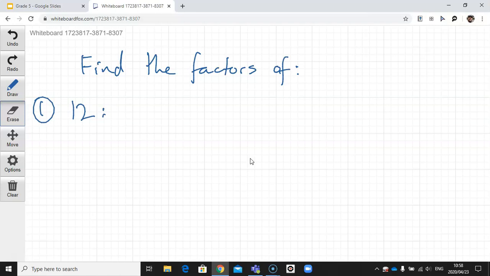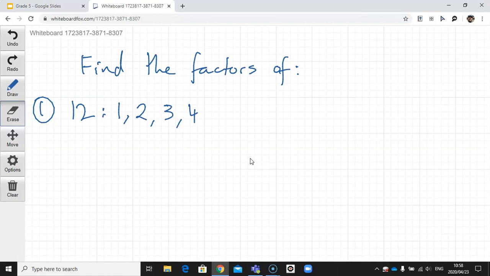Right, so I could do this. The first way I'm going to show you is just using your head. So you could say, well, okay, first off, 1 fits in to every single number. So we know that 1 is going to be a factor of any number. So 1 fits in. Does 2 fit in? Let me check. 2, 4, 6, 8, 10, 12. Yes, 2 fits in. Does 3 fit in? 3, 6, 9, 12. Yes, 3 fits in. Does 4 fit in? 4, 8, 12. Yes, 4 fits in. Does 5 fit in? 5, 10, 15. No.